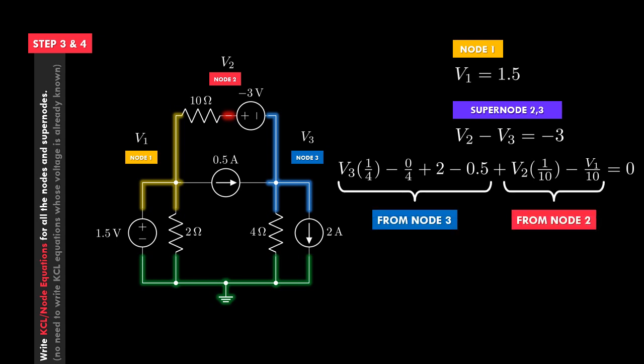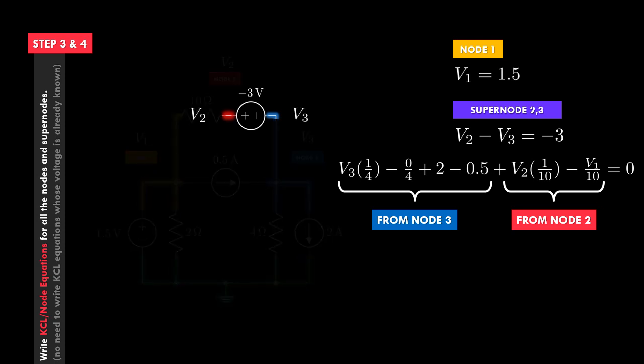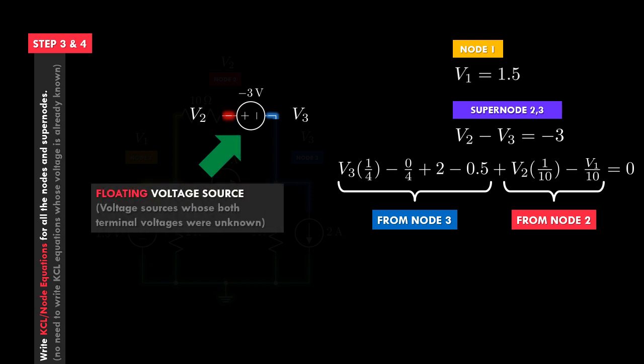Now, you might be wondering, how do I understand when I need supernodes? This usually happens because of these voltage sources whose terminal voltages we don't know. For example, the 1.5 volt voltage source didn't cause any problem because we knew the terminal voltages of that voltage source, 1.5 and 0. But for this negative 3 volt voltage source, we didn't know what's the value of V2 or V3. That's what caused the problem.